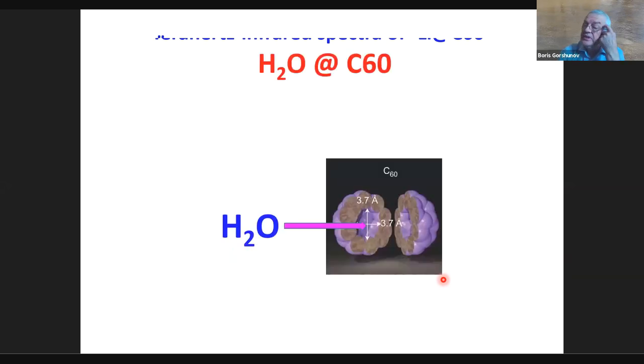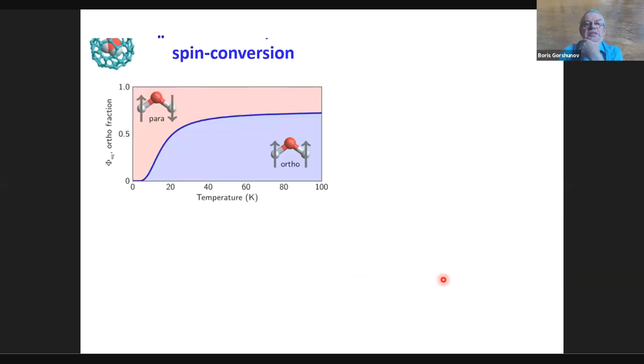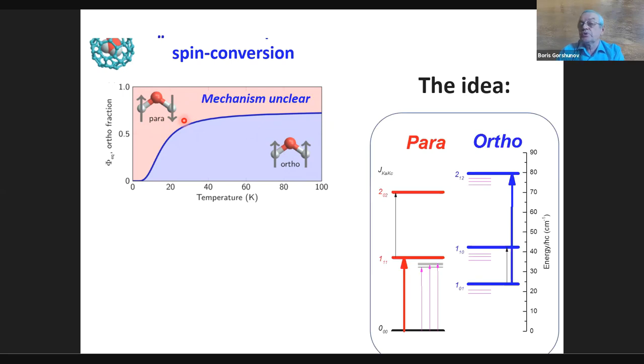Next, the endofullerene is a water molecule within C60 fullerene. Here we had several possibilities of interesting effects to study. One phenomenon is the so-called spin conversion of water molecules. It's known that a water molecule can have protons that are aligned in parallel, this is the ortho modification, or the para molecule, when the proton spins are oppositely aligned. The mechanism of this conversion is not known in all details, and we decided to shed some light on it, which was possible with terahertz spectroscopy. The idea is shown here.